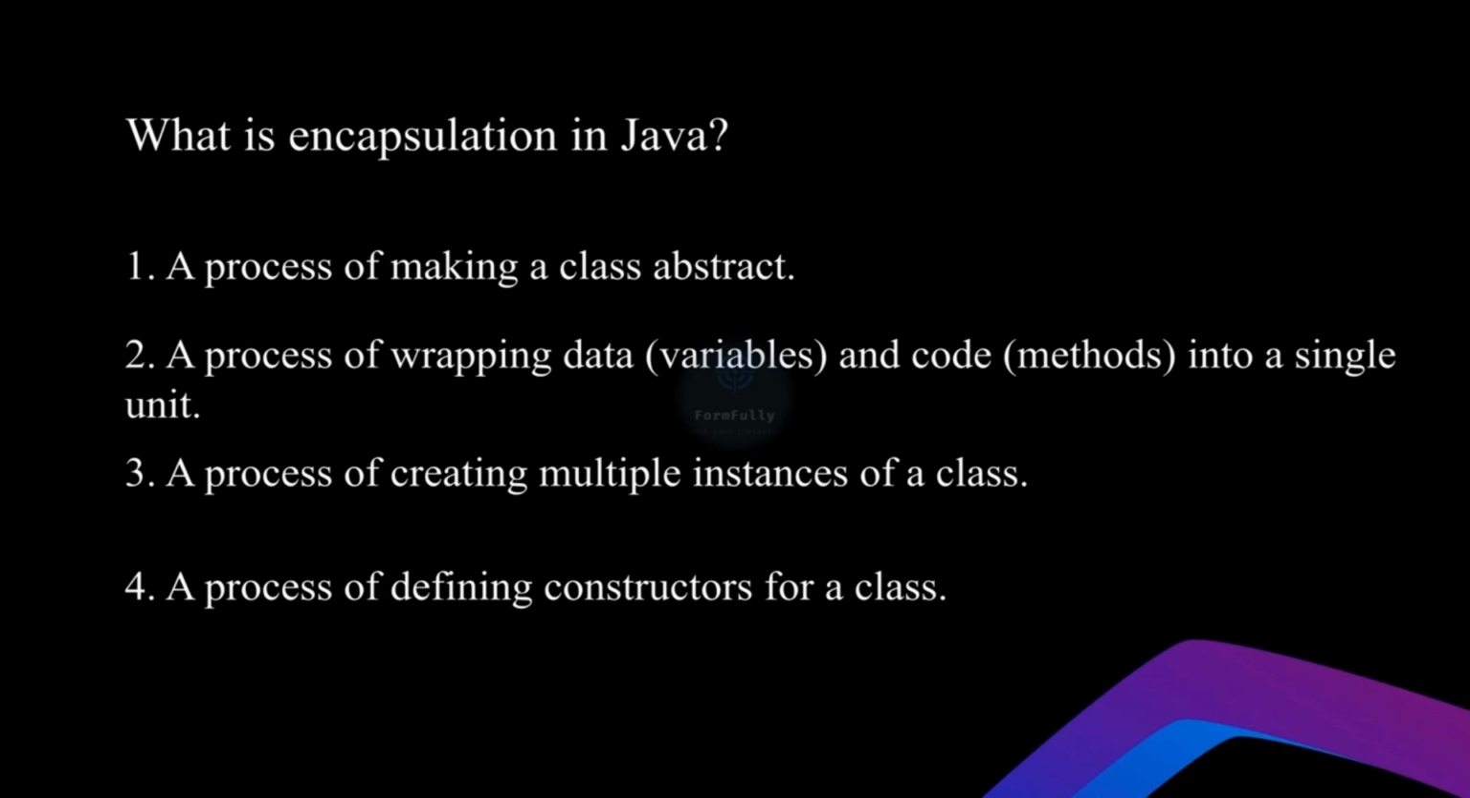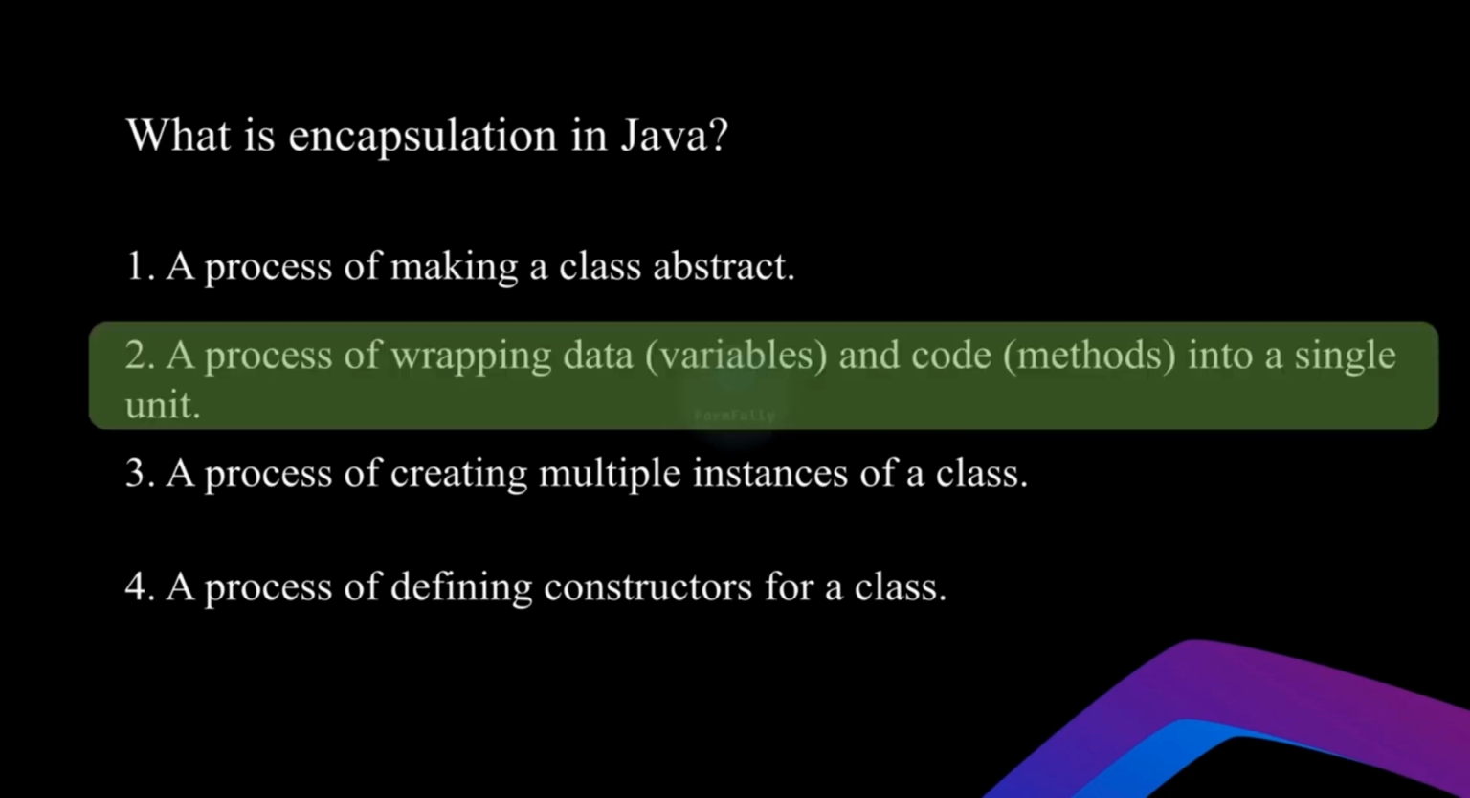Encapsulation is the process of wrapping data and code into a single unit known as class. This hides the internal implementation details of a class from the outside, providing data protection and controlled access to class attributes and methods. Option 1 is incorrect, as encapsulation is not about making a class abstract. Option 3 is incorrect because encapsulation does not relate to creating instances of a class. Option 4 is incorrect, as encapsulation is not about defining constructors. So option 2 is correct.